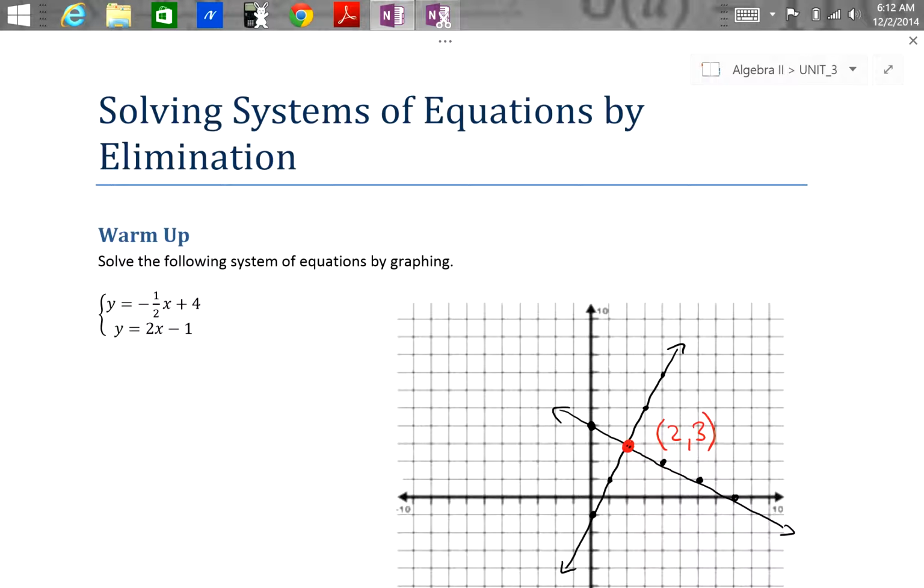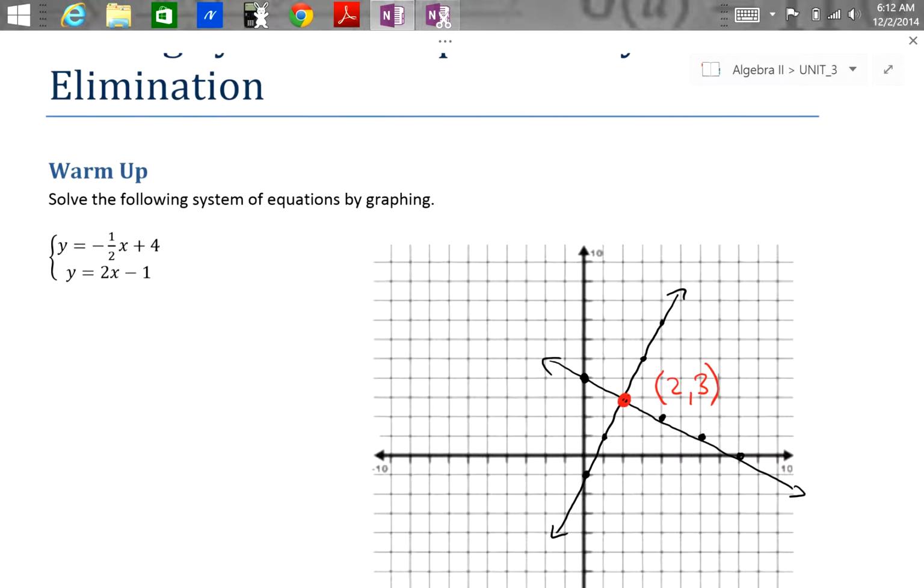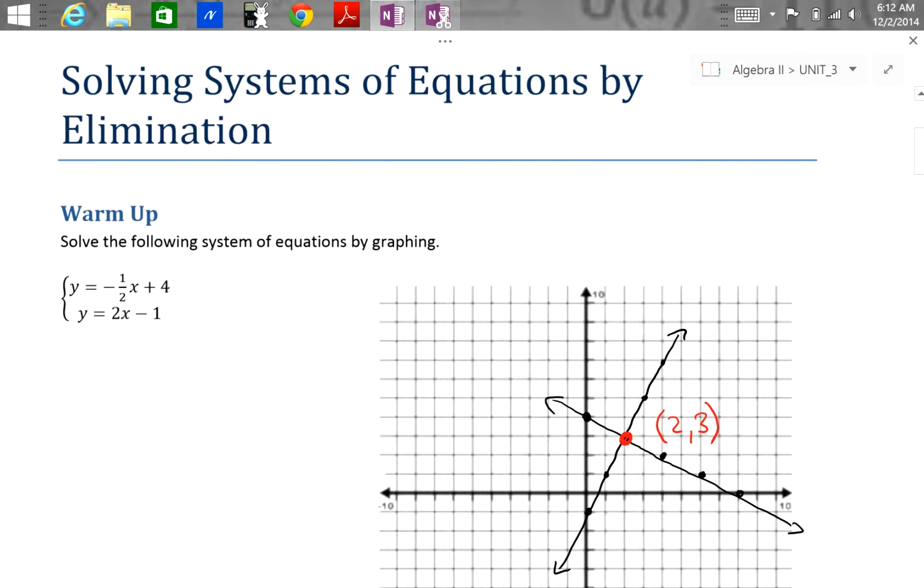This lesson involves solving systems of equations by elimination. As a way of review, I want to talk about systems of equations, what they are, and what the solution to a system of equations looks like. At this point, we've already taken a look at systems of equations, what they are, and how to solve them graphically. As an example, that's what we have right here.